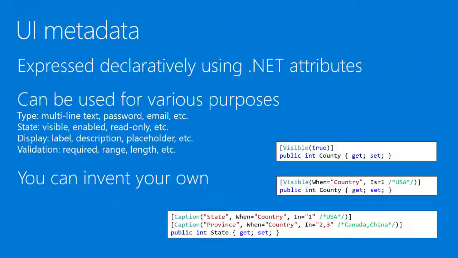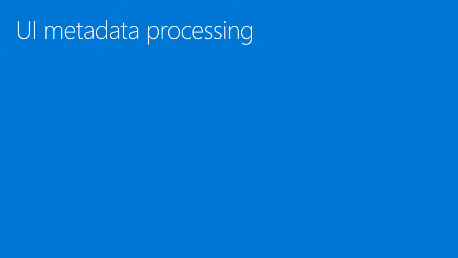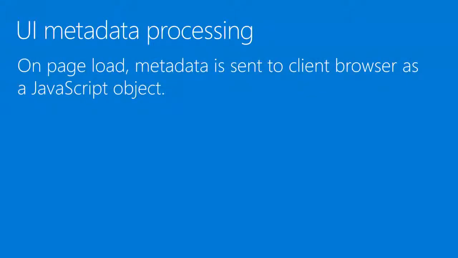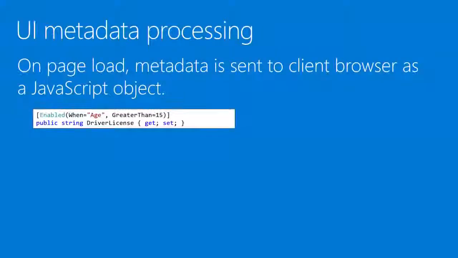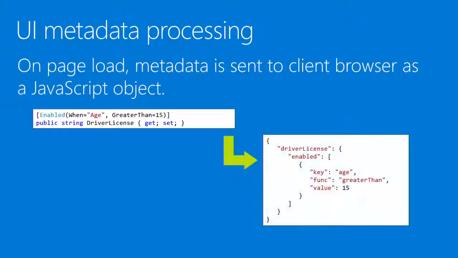Okay, the next thing, after I define them, what do I do with them? Because they are .NET attributes, it's very easy. You just use reflection to pull the information out. And what we do with that information is to generate a JavaScript object, as a JSON, we send down to the client. So this is another example. A driver license only enabled when age is greater than 15. This generates into this JSON object.